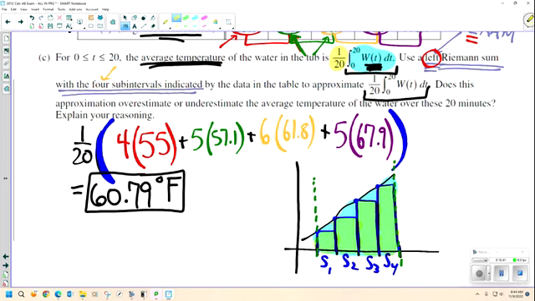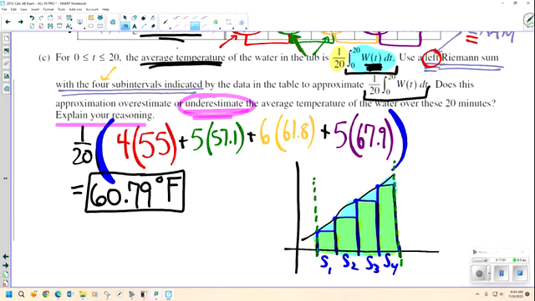And you'll see the light blue that's left, we're not counting that. So the areas of those rectangles are actually going to be less. Okay, it's going to be an underestimate. We are going to have less than the actual area under the curve. Right? But they want us to explain our reasoning. So first, let's make the statement.